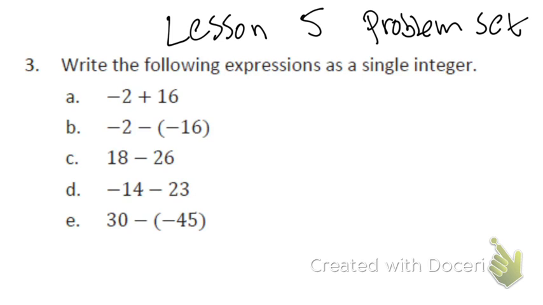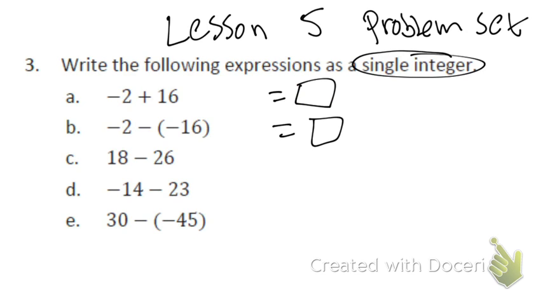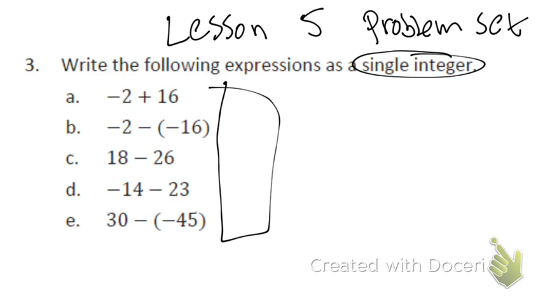So again, for all these problems right here, it says write the following expressions as a single integer. That part kind of sounds confusing, but it's basically just write the answer as one single number. So pretty much, what's the answer? But since all these problems are subtraction, a lot of you guys probably on the homework just wrote down the answers. If you did that already, that's okay, but I want you guys to add this part in. We're going to rewrite them as subtraction problems.